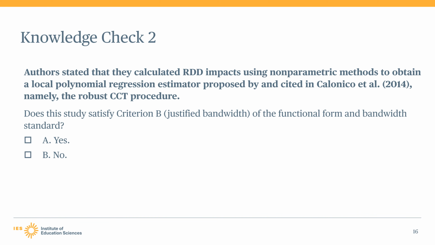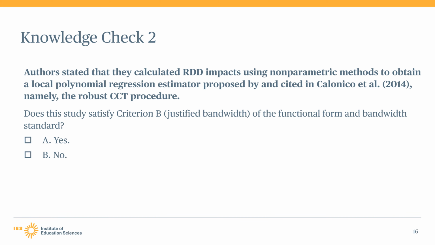Welcome to Knowledge Check 2 for this module. Authors state that they calculated a regression discontinuity design impact using nonparametric methods to obtain a local polynomial regression, as proposed by Calonico, Cattaneo, and Titiunik in 2014. This is also called the robust CCT procedure. The authors provide a citation from the methodological literature that demonstrates the effectiveness of this procedure.